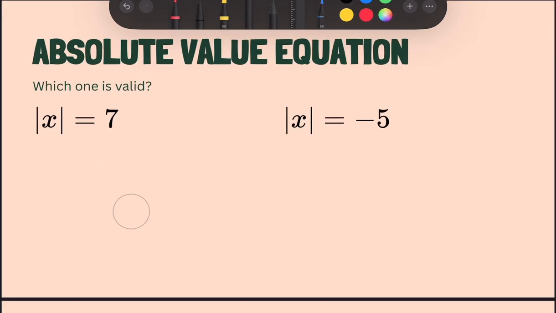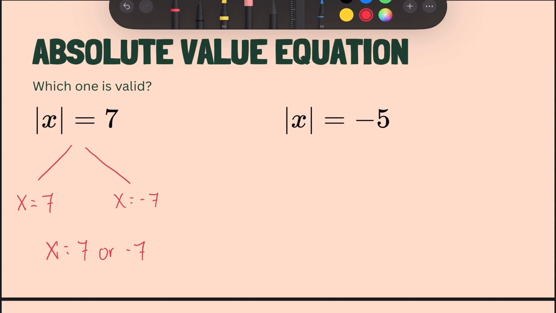Therefore, when it comes to solving absolute value equations, the first step that we're always going to do is separate and make two equations: one where x must equal a positive number, and one where x must equal a negative number. And those are our answers. x could either be 7 or -7.